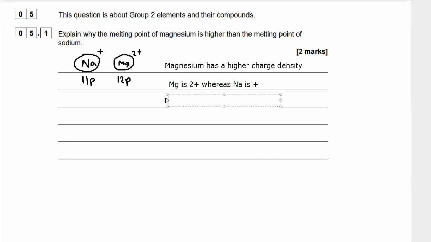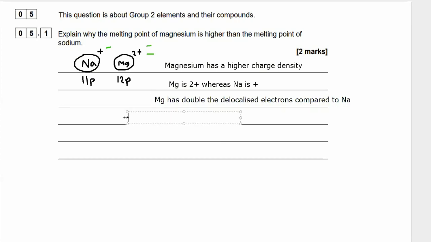Now we're going to combine that with the fact that how many delocalized electrons does each magnesium ion release? Well, magnesium is 2+, so it has 2 delocalized electrons attracted to that 2+, and sodium is 1+. So where are we going to get the stronger attraction? Well, Mg has double the delocalized electrons compared to Na. So twice as many delocalized electrons. All of this is going to result in a stronger force of electrostatic attraction between the magnesium and the electrons than there is in the sodium.